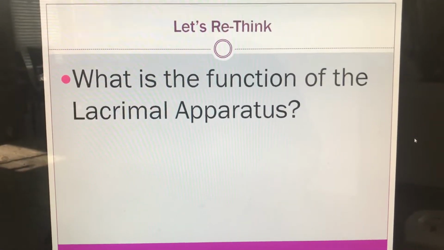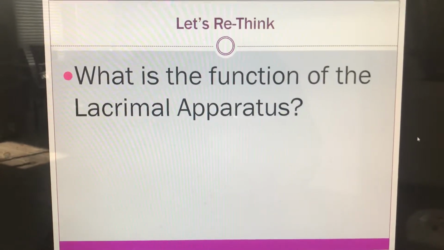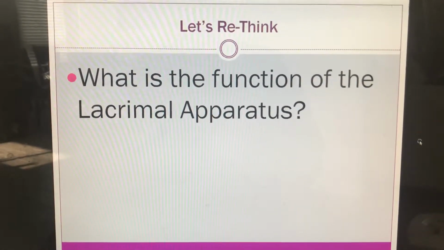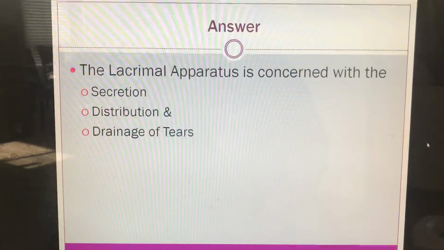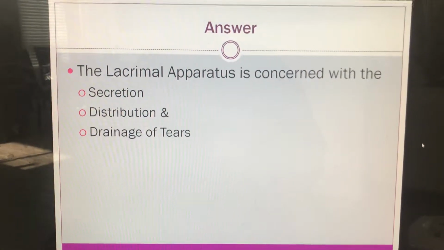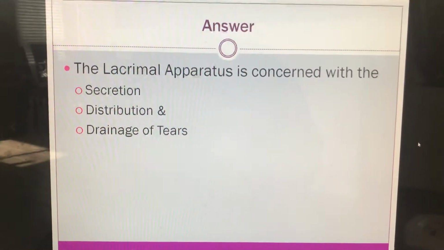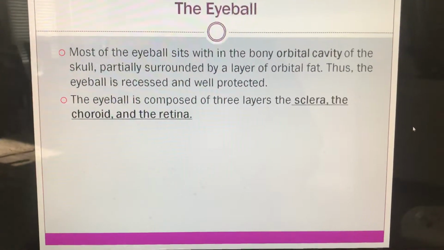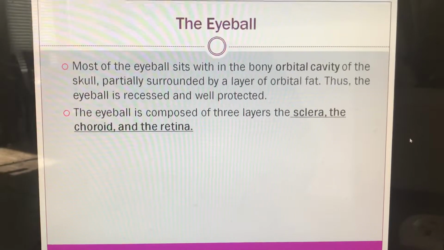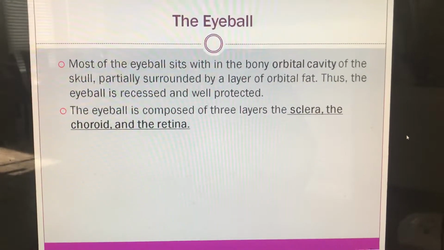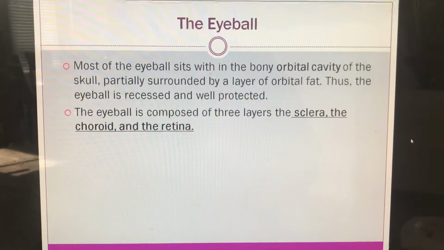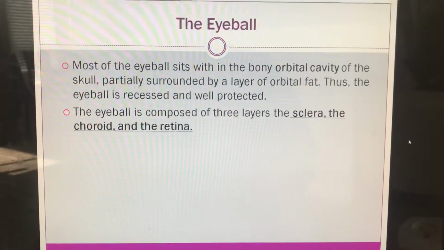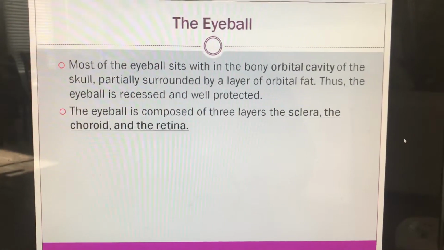What is the function of the lacrimal apparatus? So the lacrimal apparatus is concerned with the secretion, distribution, and drainage of tears. So let's move on to the eyeball. Most of the eyeball sits within the bony orbital cavity of the skull, partially surrounded by a layer of orbital fat, so it's well protected there.